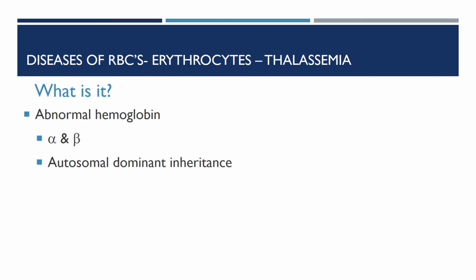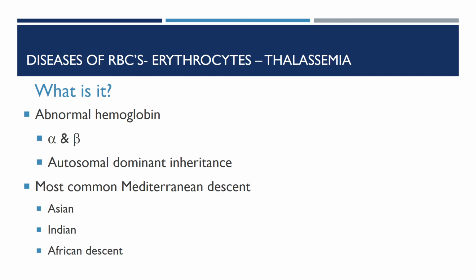Now moving on into thalassemia. Thalassemia is a type of anemia, so this is going to be a hemolytic anemia. And so what we get is abnormal alpha and beta chains that comprise our hemoglobin molecule, our hemoglobin protein. So this is an autosomal dominant inheritance pattern that we see going on here. So only one parent has to have a copy. Most of the time this disorder is most frequent in individuals with Mediterranean, Asian, Indian, and African descent as well.